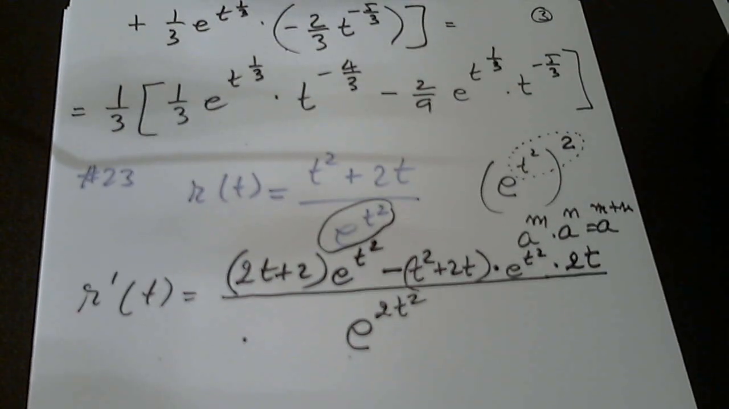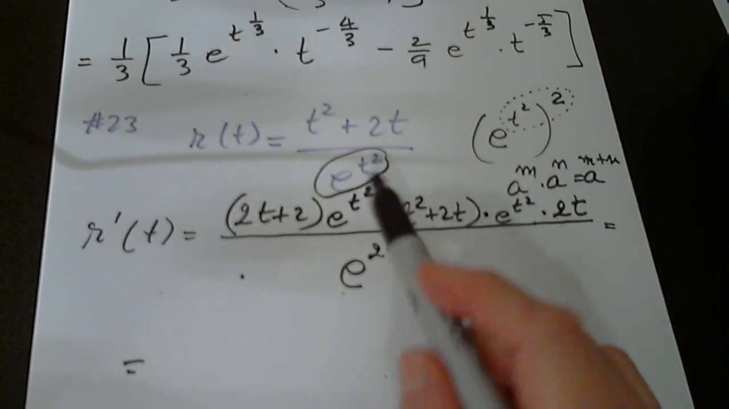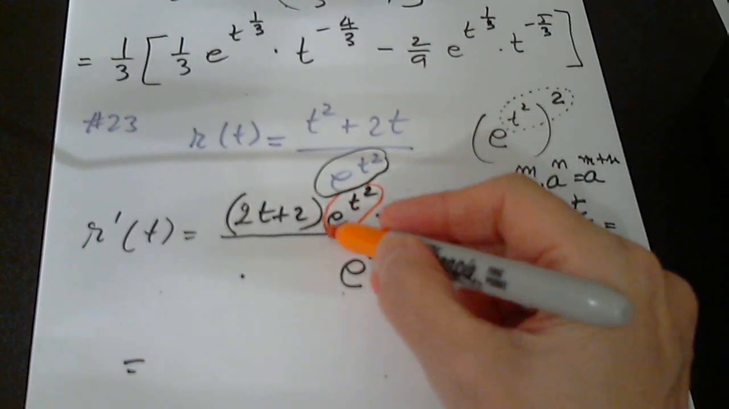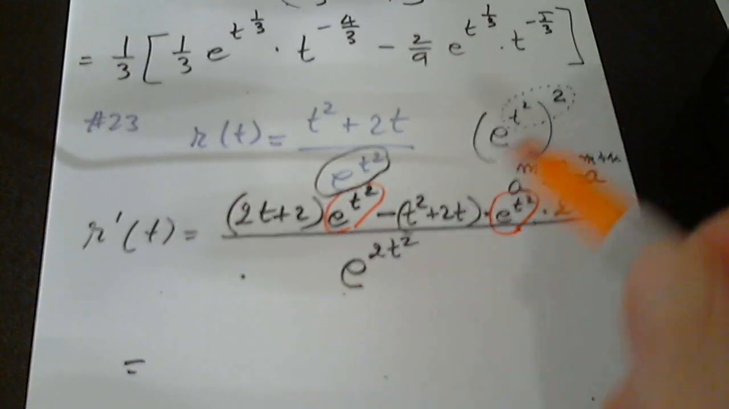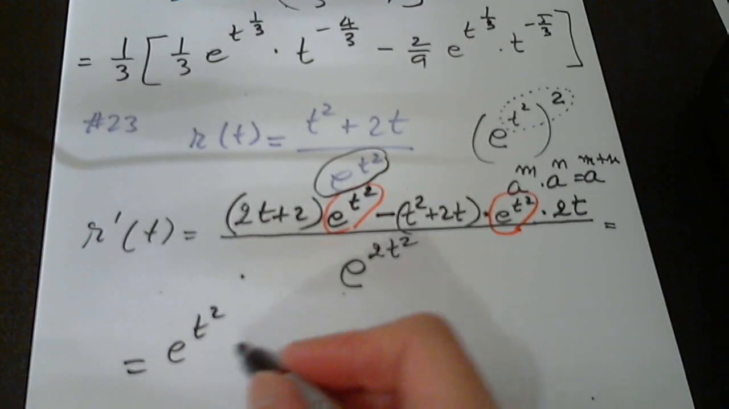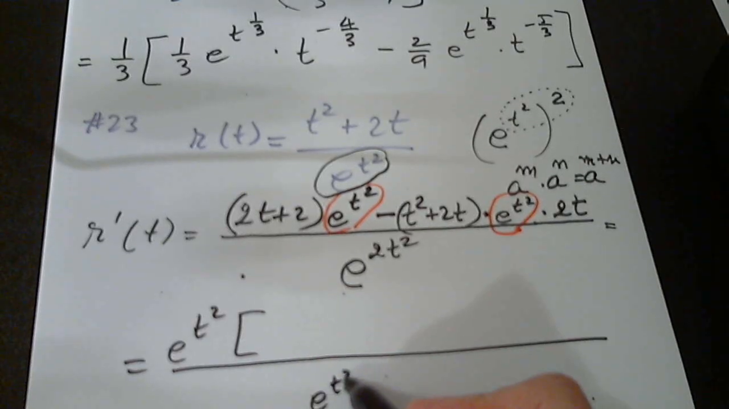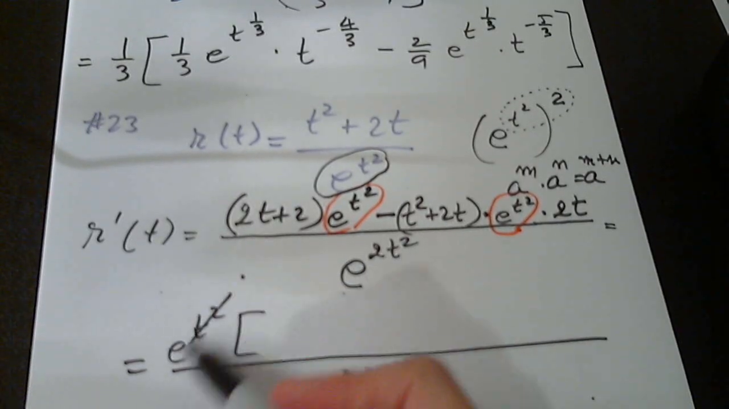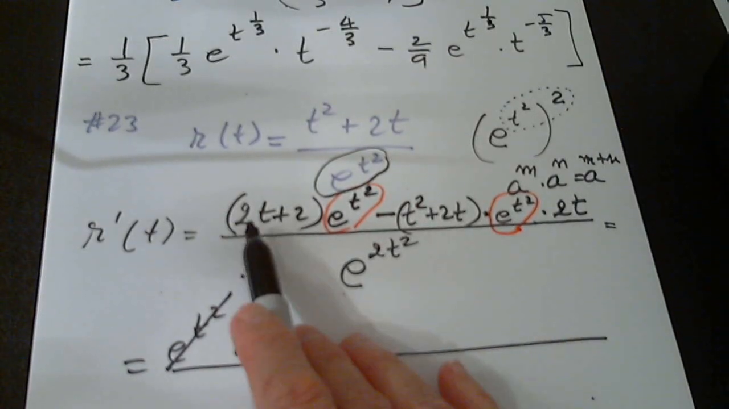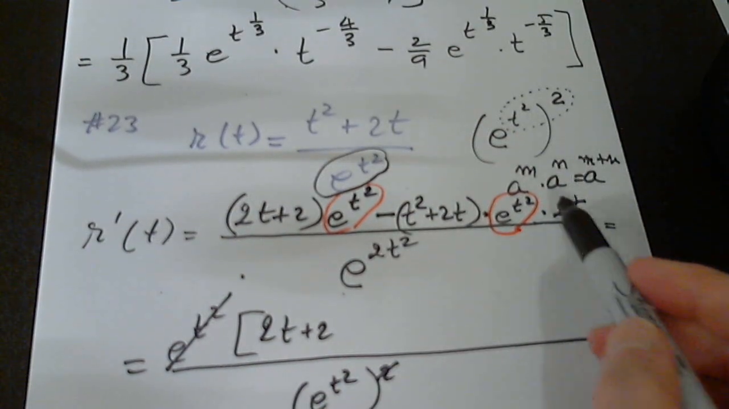Okay. I'm going to try to simplify it a little bit and see if it's possible. So I am going to factor out the common factor, which is present in both terms. So I'm going to put e to t squared outside. Because this is e to t squared, as you know, squared, and I will be able to simplify one of them. Let's see what is left. The 2t plus 2. Now careful.